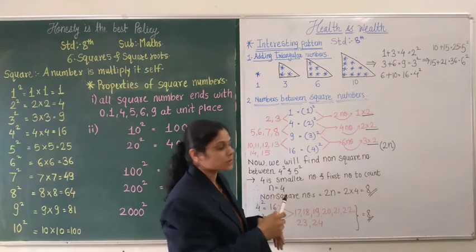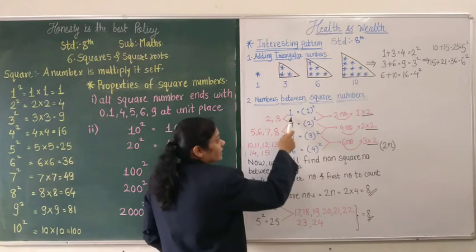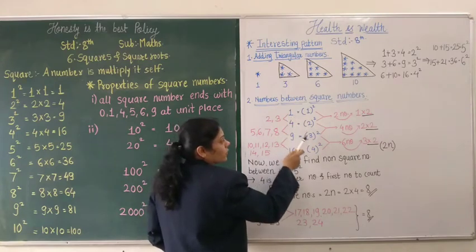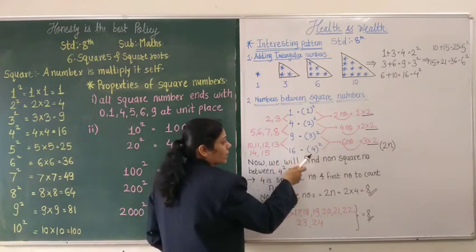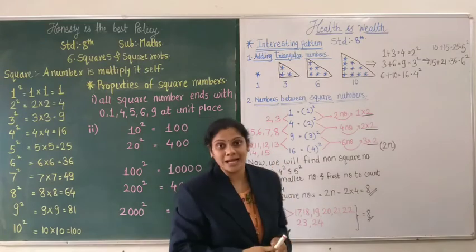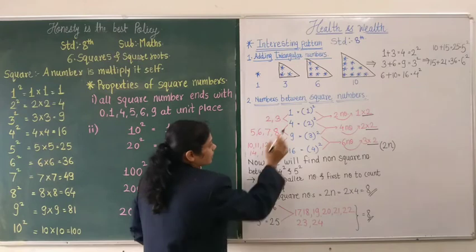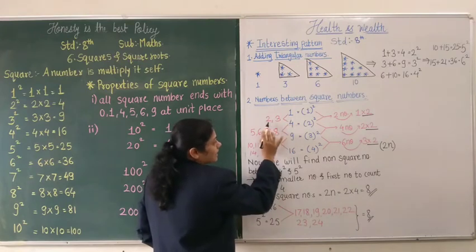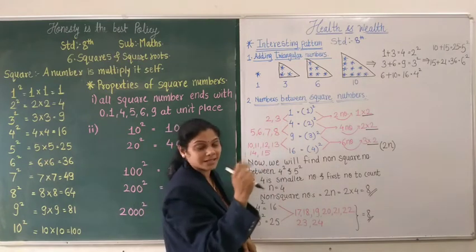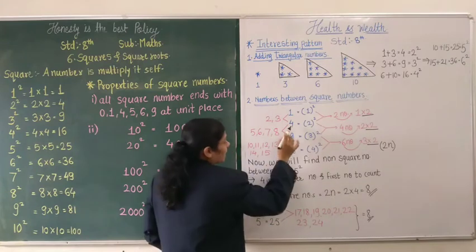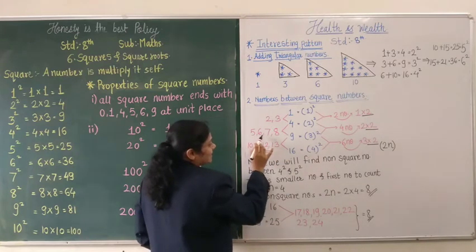Now we will start to study. Square of 1 is 1, square of 2 is 4, square of 3 is 9, square of 4 is 16. You already know that because we have studied it here. Okay. Now you can see, between 1 and 4, how many numbers are there? 2 and 3. 2 numbers. Between 4 and 9: 5, 6, 7, 8.